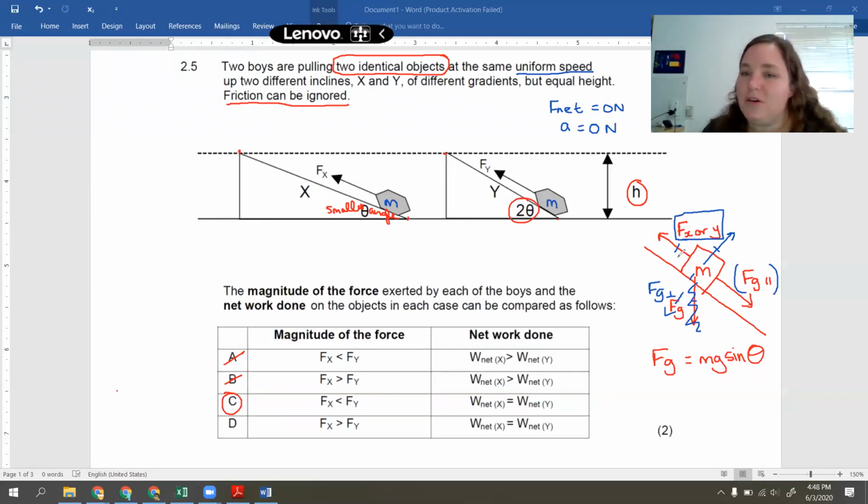So what I figured out was that this force of the boy up the slope must equal the component of the weight parallel to the slope, down the slope. And the way that you work out that parallel component is that it is mg sine of theta. M is the same for both of them because they're identical. G is a constant, so it doesn't count. So basically, we can say that the force down the slope would be directly proportional to sine of theta. And the force down the slope must equal the force up the slope because we know that we're traveling at a uniform speed.